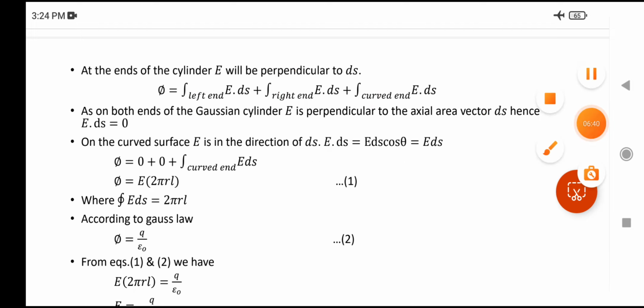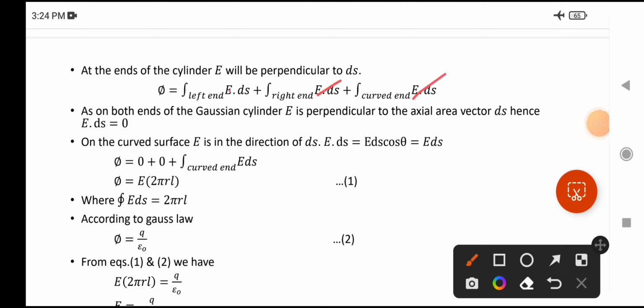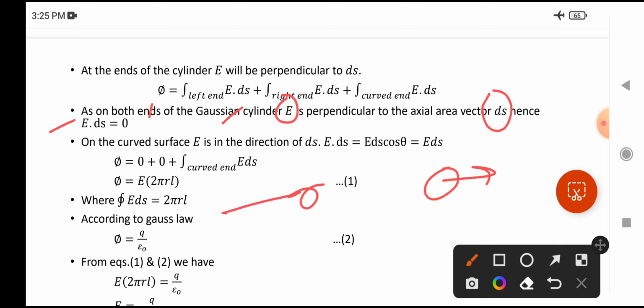Here E and ds are vector quantities. Above it the bar is not mentioned, but you must understand they are vector quantities and the bar has been kept. Now, on both ends of the Gaussian cylinder, E is perpendicular to the axial area vector ds. On the right end and left end, both are perpendicular. So hence E dot ds value is 0.